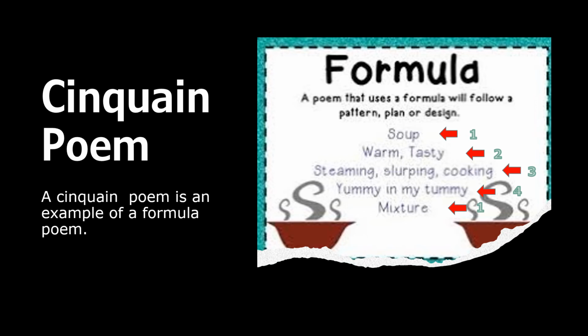In the fourth line, it gives me 4 words. All right, and it describes the feeling. It's yummy in my tummy. And then the last word, it's another name or another way to say soup. It's a mixture. Soup is a mixture of different things. So soup, warm, tasty, steaming, slurping, cooking, yummy in my tummy, mixture. So this is considered a cinquain poem. It follows a pattern, plan, or design.